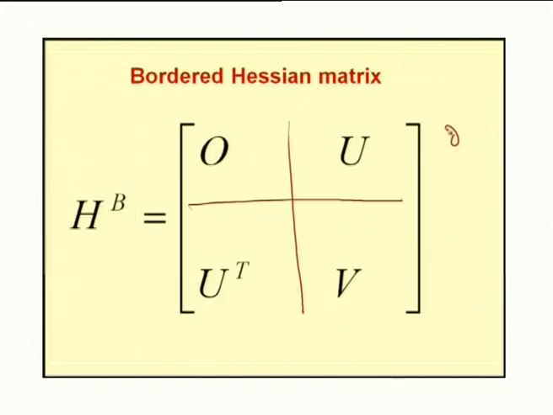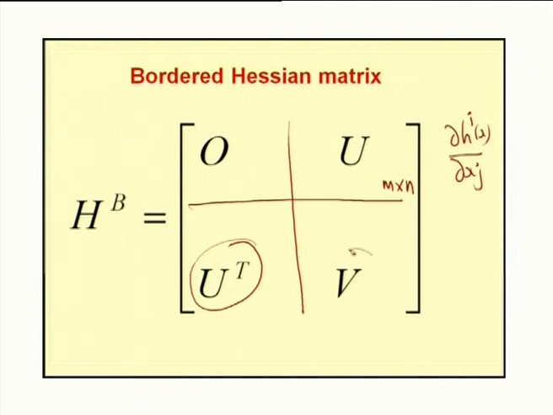So, U is the partial derivative of the constraints ∂h_i(x) with respect to the decision variable ∂x_j. Now, the order of U is m cross n. So, the matrix U is of order m cross n, where m is the number of constraints and n is the number of decision variables. Once we get U, if we take its transpose, we will get U transpose. So, the third block is the transpose of the matrix U. Since U is of order m cross n, U transpose is of order n cross m.